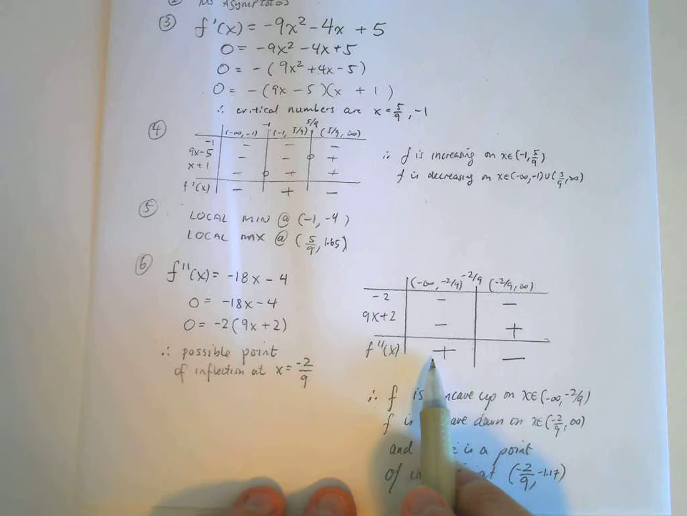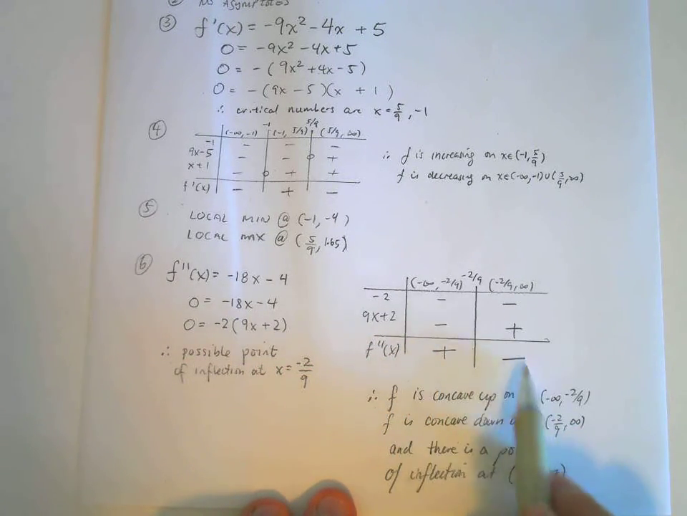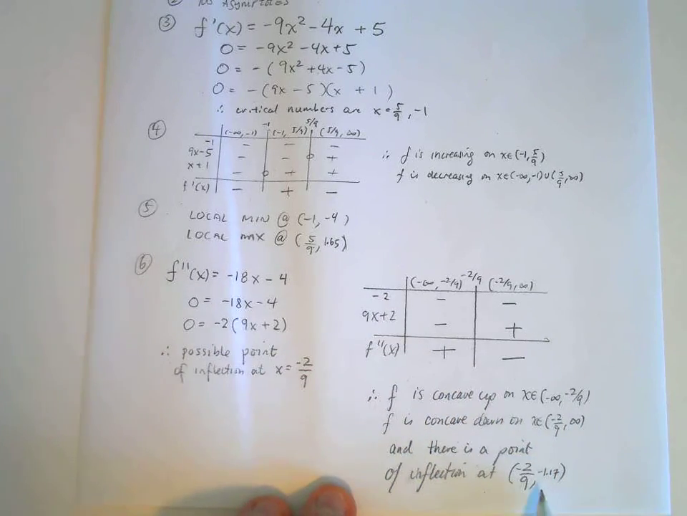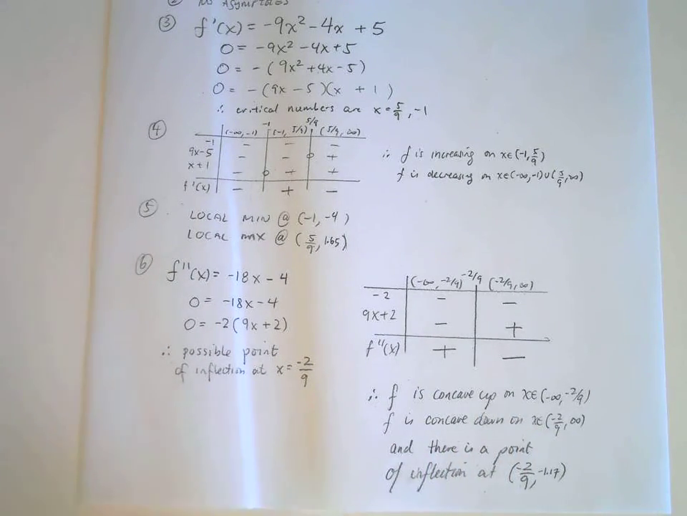And then here it looks like we've got a concavity change. This is going from concave up to concave down. So at -2/9, we have a point of inflection. Get the y-coordinate from plugging it into the original function. And we've got our intervals for concavity. And then we would just compile all this information together.